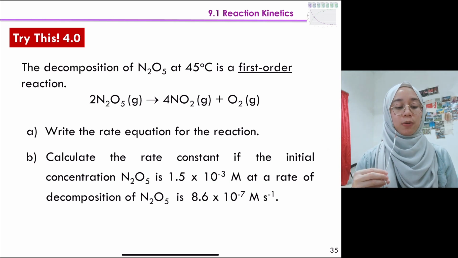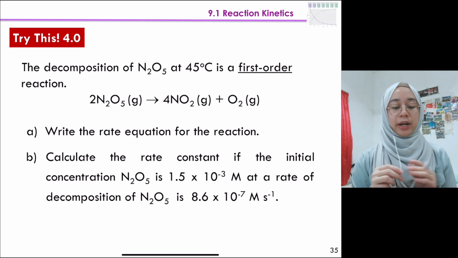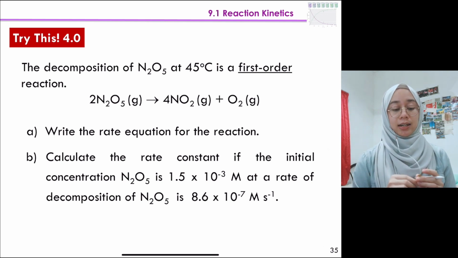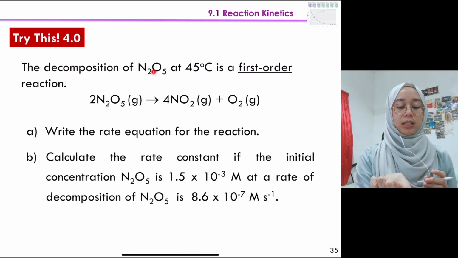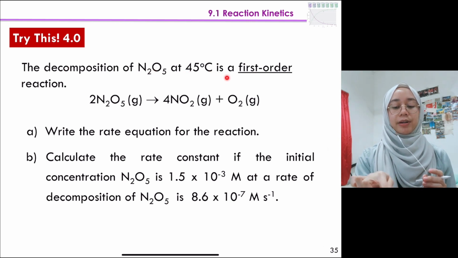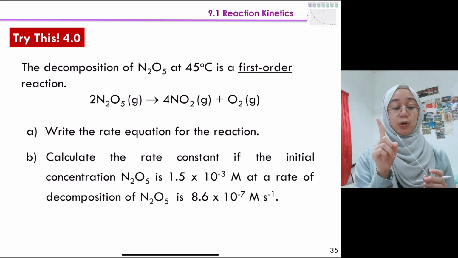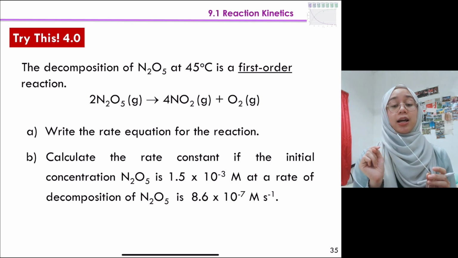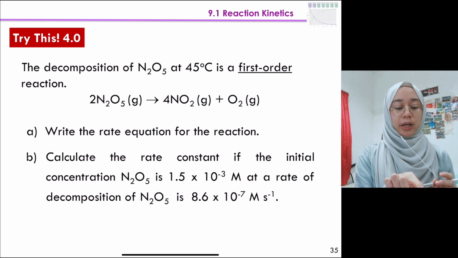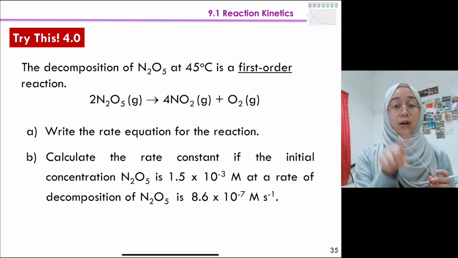So try this 4.0. Okay, so daripada ayat first tu sebenarnya kamu dah boleh tahu order of reaction kita, sebab dia bagi tahu the decomposition of N2O5 at 45 degree is a first order reaction. Okay, first order reaction. So you now know that order of reaction untuk kita punya N2O5 adalah 1.